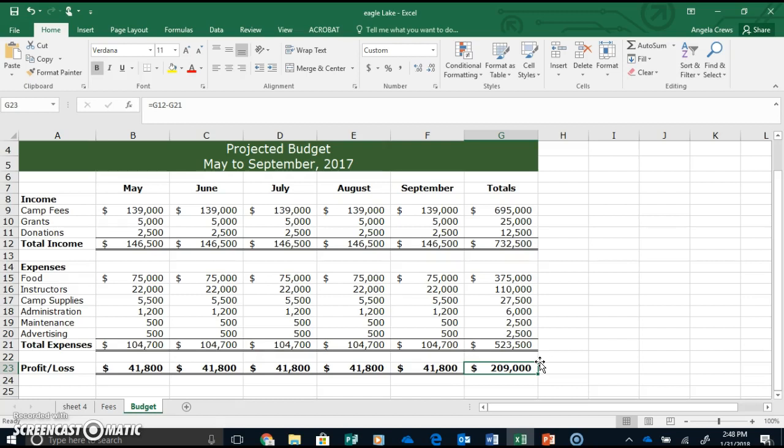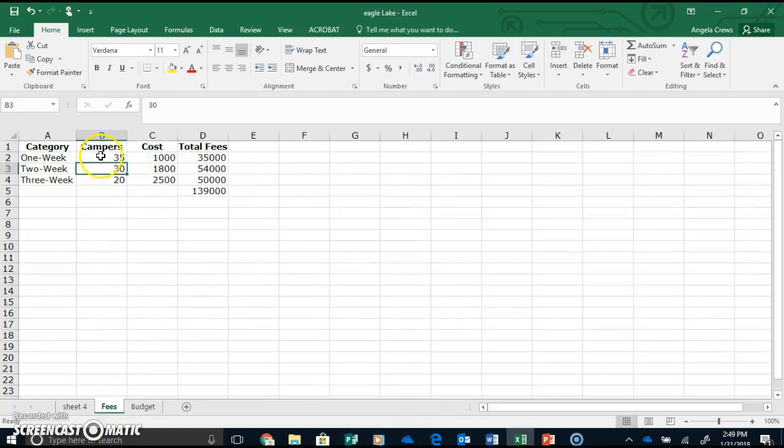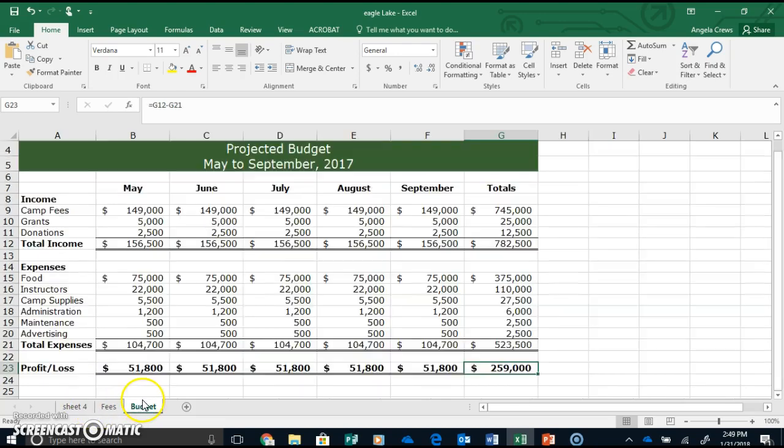All right. So number 3 says, since raising the 1-week camp fee resulted in your camp reducing its profit, return to the fee sheet, make campers back to 50 and the cost back to $900. So now your budget should look back to normal, back to the start.